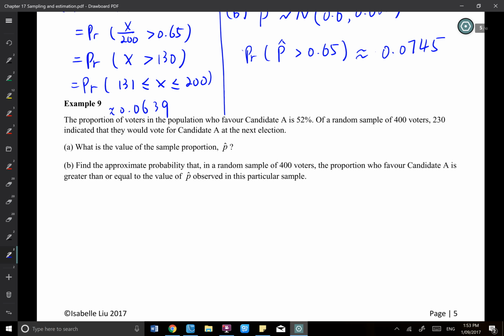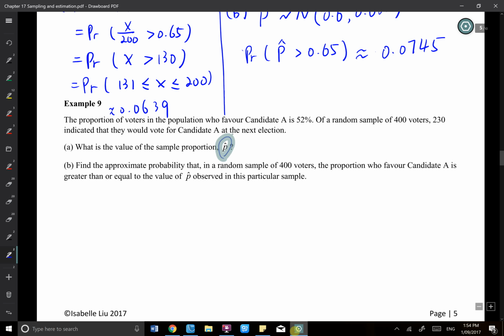Okay, next one. The proportion of the voters in the population who favor candidate A is 52%. Of a random sample of 400 voters, 230 indicate that they would vote for candidate A at the next election. What is the value of the sample proportion p hat? Can you see that's a lowercase p hat? It's not a random variable. It's just what you get this time.